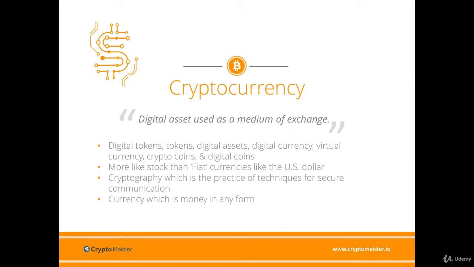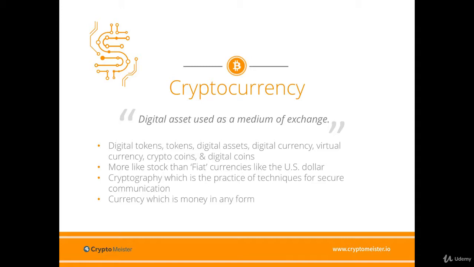Cryptocurrency has been given a few different names. Digital tokens, or sometimes just tokens, digital assets, digital currency, crypto coins, virtual currency, digital coins, and so on. But essentially, cryptocurrencies are just a type of digital asset used as a medium of exchange. They are all stored in a blockchain, with each blockchain having its own digital coin.